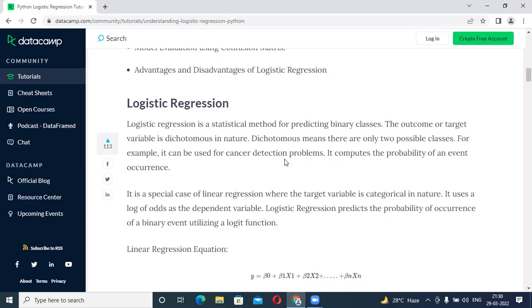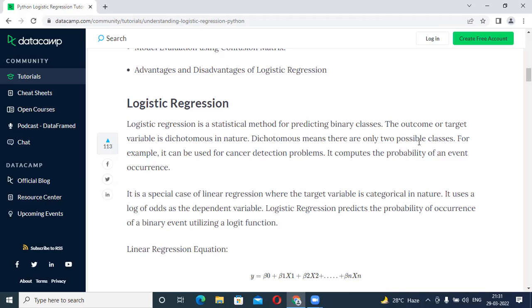For example, it can be used for the cancer detection problem. It computes the probability of the event occurrence. So there are two possible classes, meaning the possible estimated classes. Depending on that, the dichotomous values are analyzed, and we develop a logistic regression model. This cancer detection problem is one of the real-time data sets from which we will analyze logistic regression, and we will see these things in the later part.